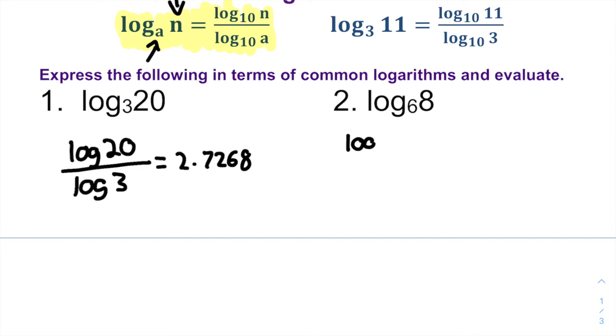Similarly, problem number 2, we could convert that to using a common log, log of 8 divided by log of 6, divided on our calculator and get our answer 1.1606.